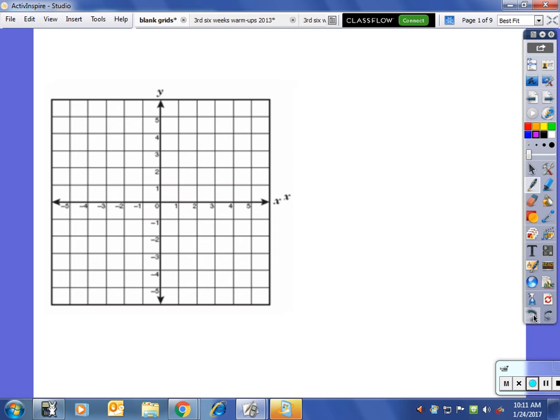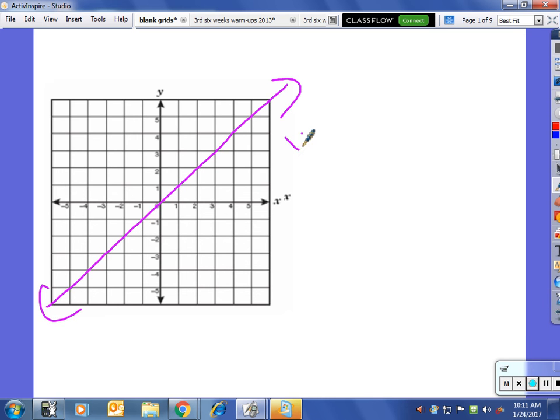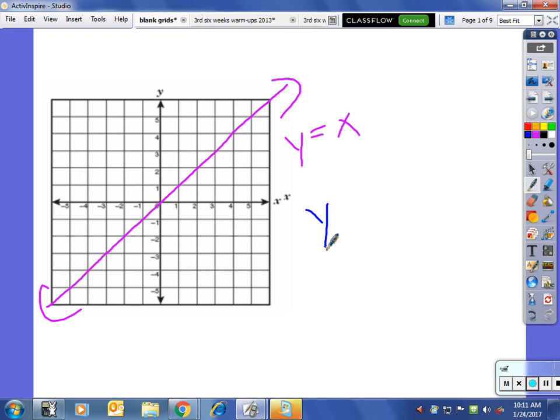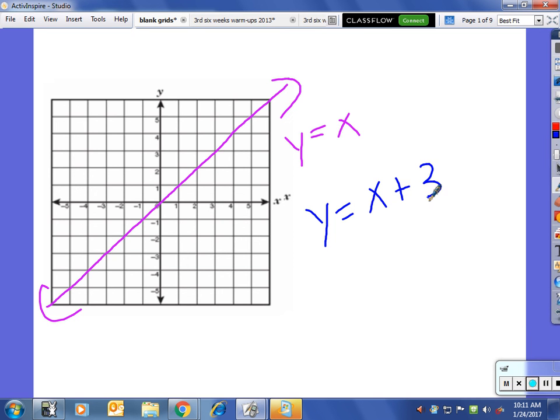Back to the parent function of y equals x. We talked about slope changes. What have we not talked about? Y-intercept changes. What do you think is going to happen to y equals x if I come along and do y equals x plus 3? What doesn't change? The slope doesn't change. Everything on the line, all the solutions will change, but the whole line gets shifted up 3 spaces.